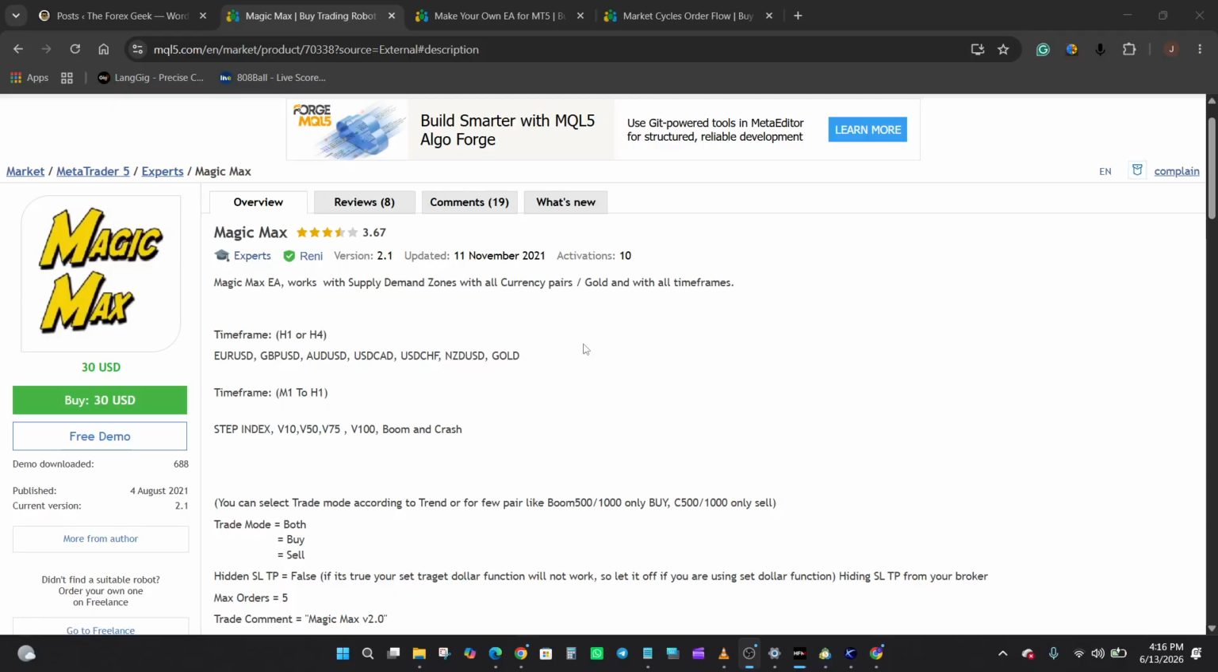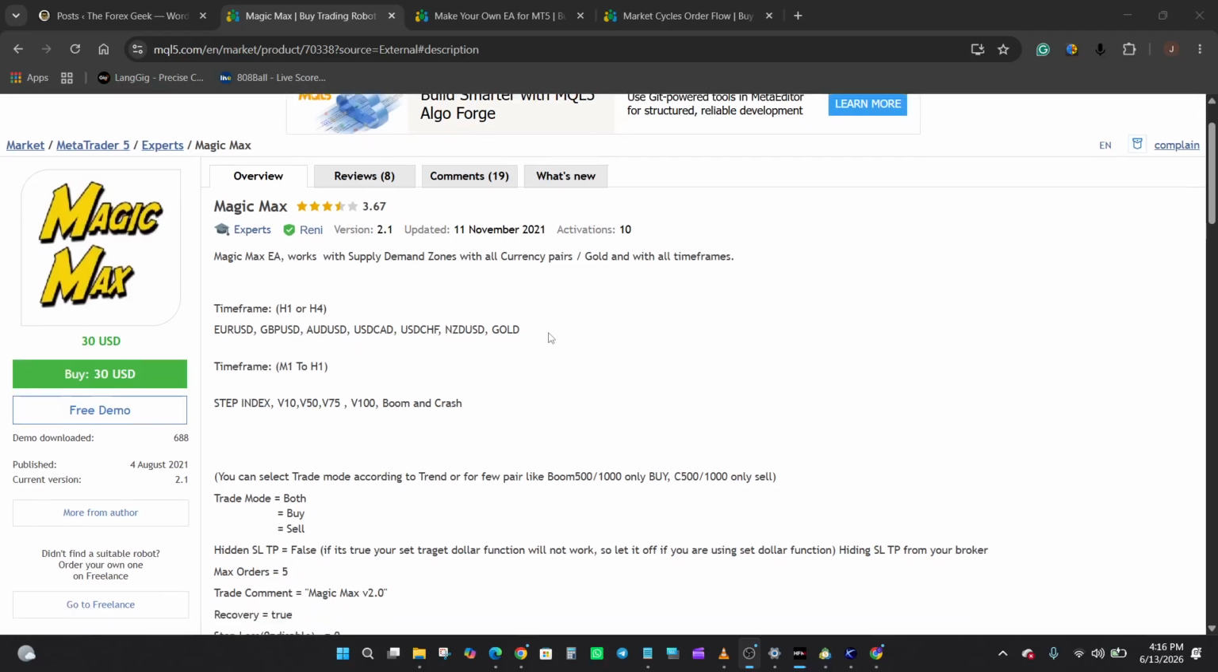Starting here on the MQL5 Marketplace page, we can see that the EA is developed by Rennie. The current version is 2.1, last updated on November 11th, 2021. The price is listed at 30 US dollars, which places it in a relatively low cost category compared to many other EAs on the market.